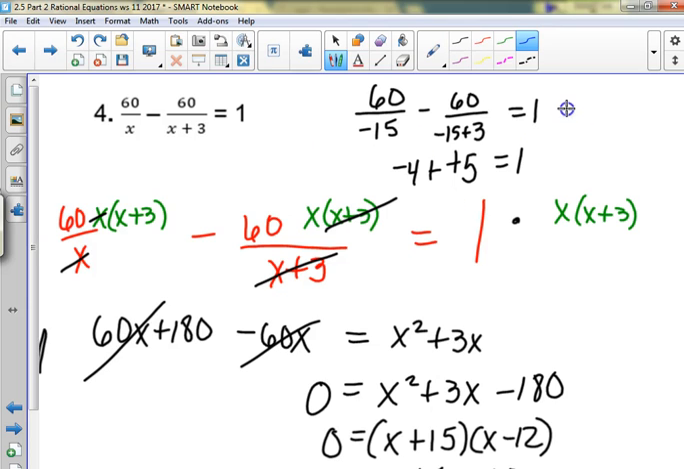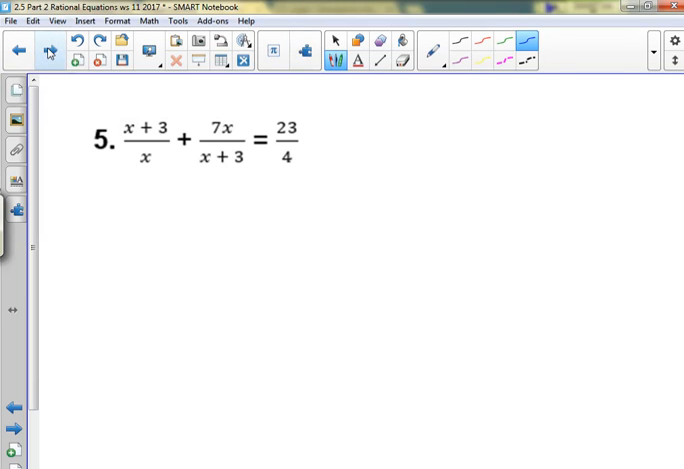12. 60 over 12 minus 60 over 12 plus 3. So that would be 5 minus 4 equals 1. Okay. They do both check. All right. Is this the last one? Maybe there weren't very many on here. Okay. What's the common denominator this disastrous time? Oh, yes. The common denominator is a 4 and an x plus 3, right?